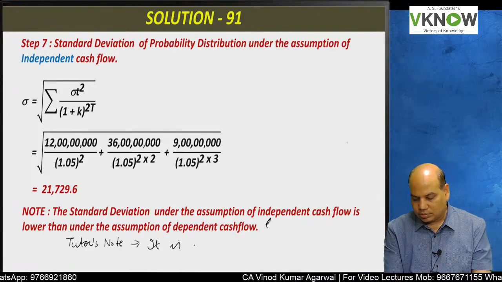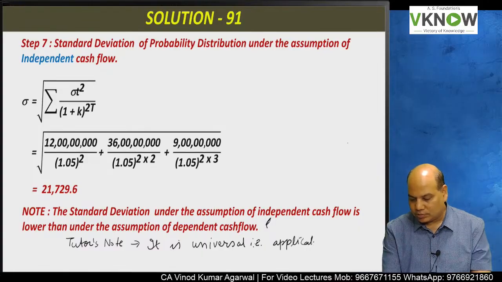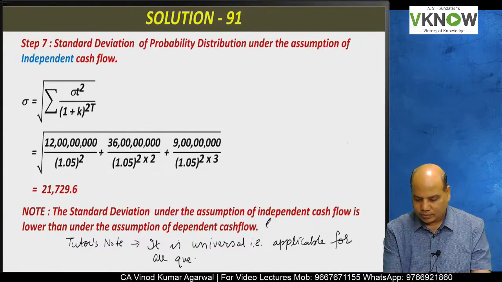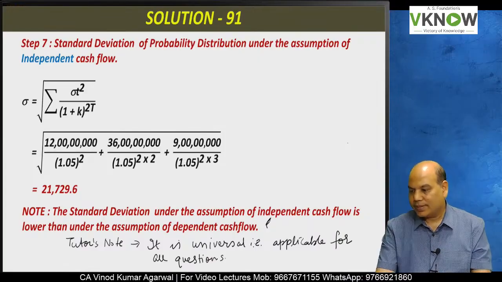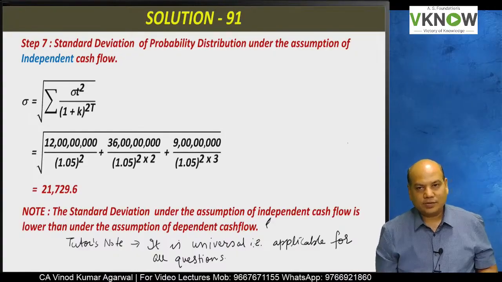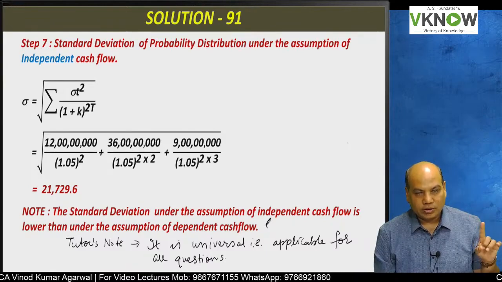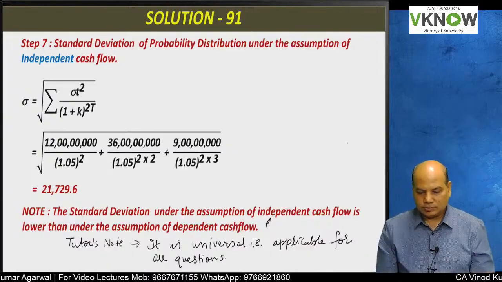It is universal, that is applicable for all questions. The formula is designed in such a manner that every time if you compute standard deviation under dependent cash flow assumption, it will be more than under the assumption of independent cash flow assumption. Is it right?